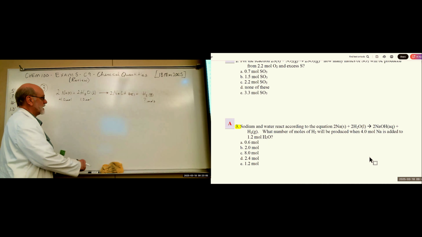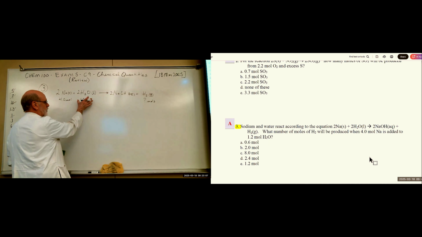The other way is to do the calculation for each one. Assume that this one is completely used up. How many moles of hydrogen would it give you? And assume all 4 moles of sodium are used up. How many moles of hydrogen would that produce with excess water? And then you compare them, and the smallest one defines your limiting reactant. Right? I think we're going to have other problems that use that method. So we'll go with the first one since it's easier, right?